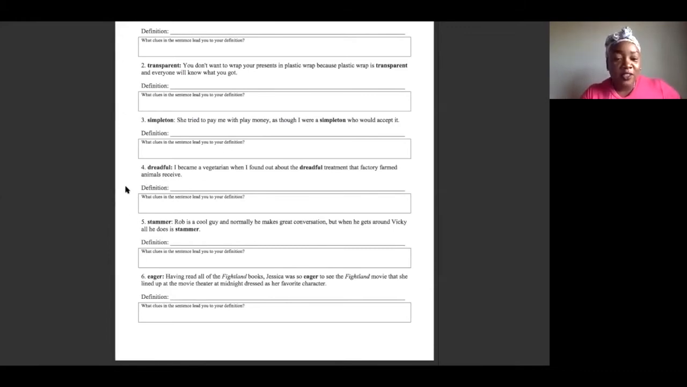Looking at the word dreadful. Again, don't tell me what the word dreadful means. Okay, uneducated. Very good. That's Divine Solomon. Okay, dreadful. I became a vegetarian when I found out about the dreadful treatment that factory farm animals received. So what are the clues around the word dreadful?